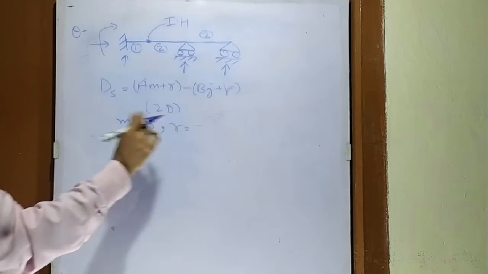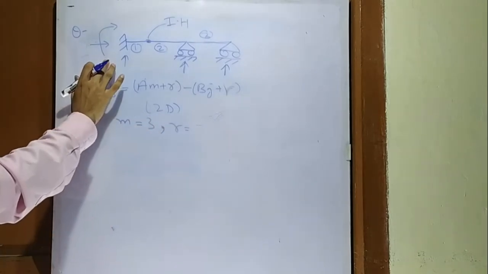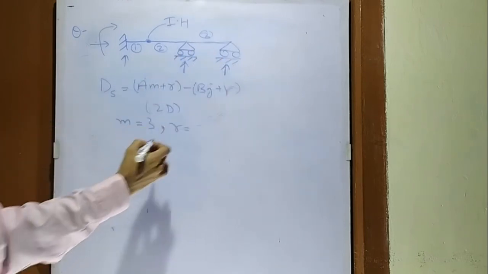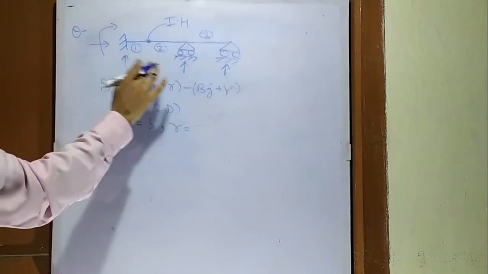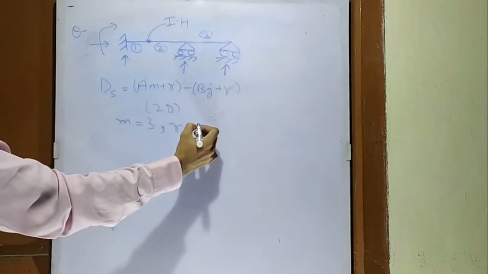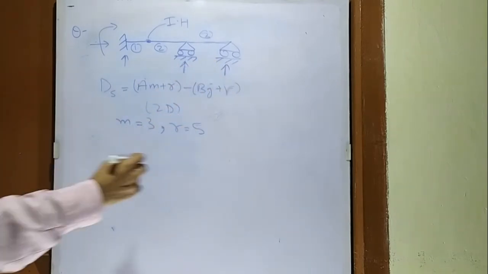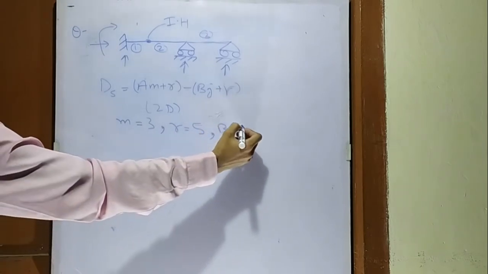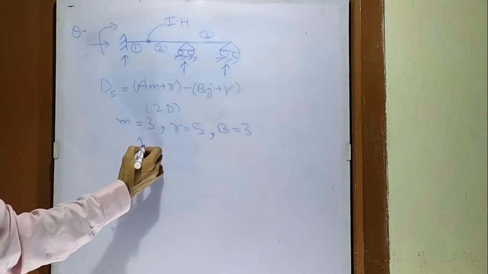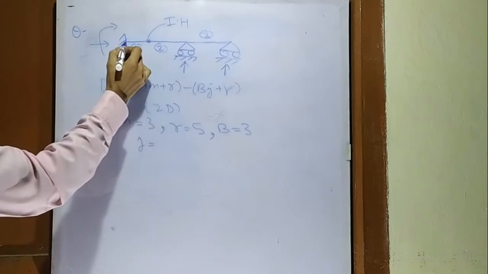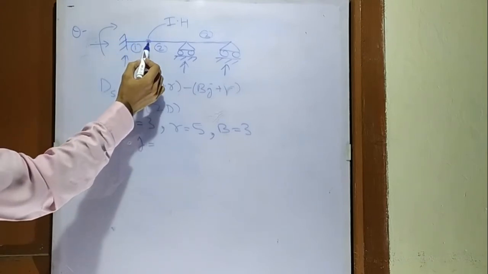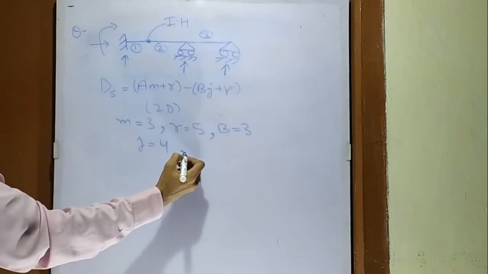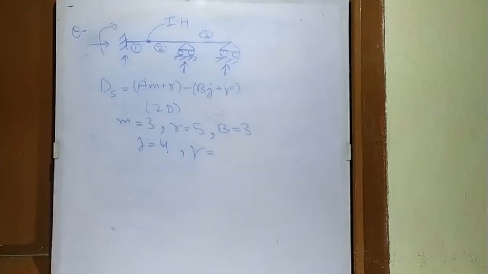Number of r. Okay, how many reactions are there? There are 3 reactions at this fixed support, 1 reaction at roller support, and 1 reaction at this support. So total number of reactions is 3 plus 1 plus 1. It is 5. Okay, and what is the number of b? We know for a 2D beam, b is 3. Number of joints, 1 joint at this support, 2, 3, 4. So total joints are 4.